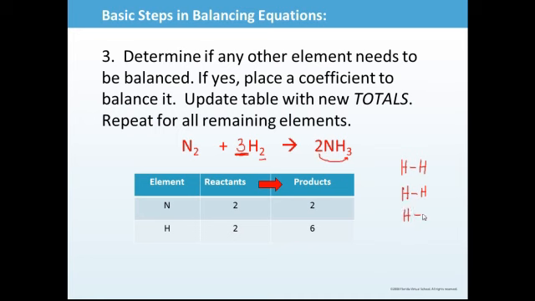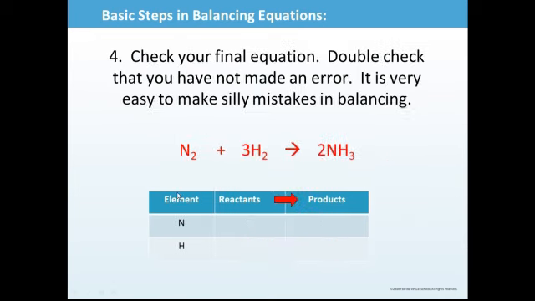Notice the difference in terminology. 3 molecules. This 2 tells me how many individual atoms are in the molecule. The number 3 out front tells me how many molecules I have. So how many total hydrogens do I have now on the left side? I have 6. 3 times 2, the subscript for that element.